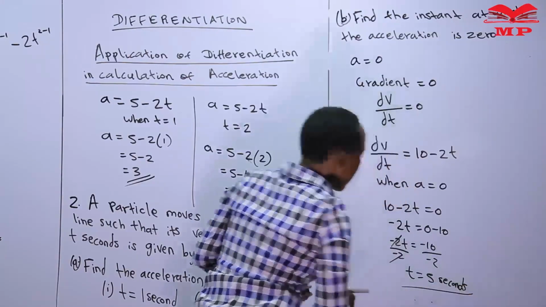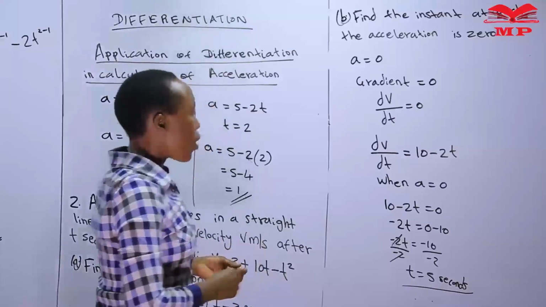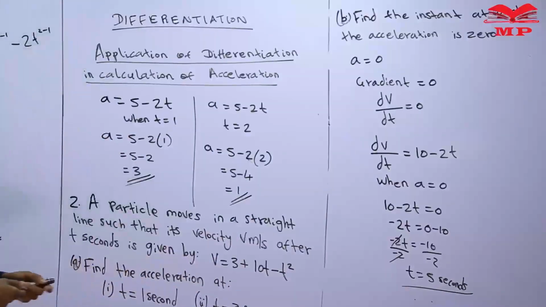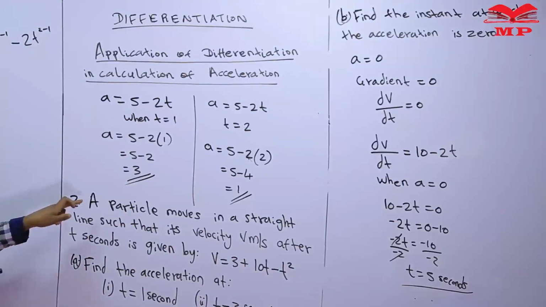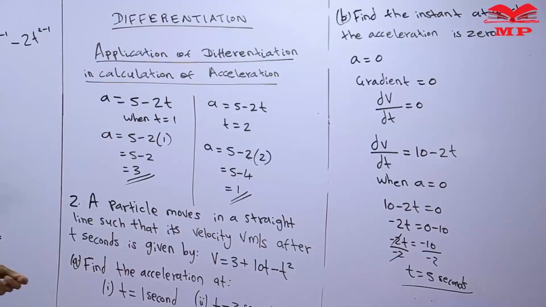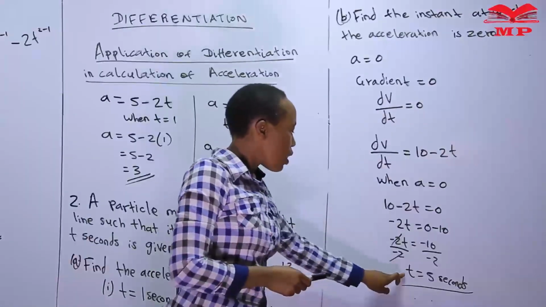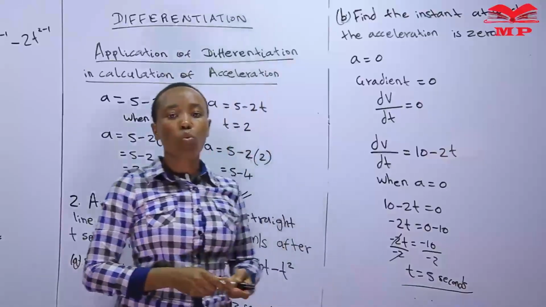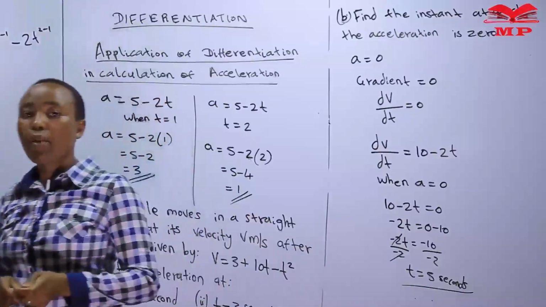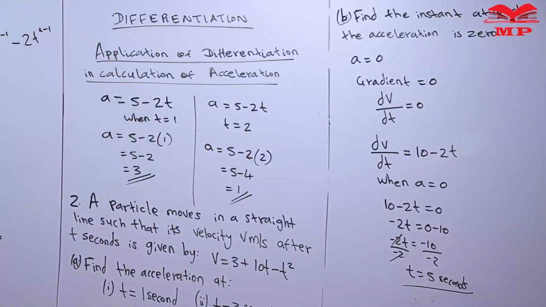So this is the instant at which the acceleration of this particle is equal to 0. So that instant is when time is equal to 5 seconds.